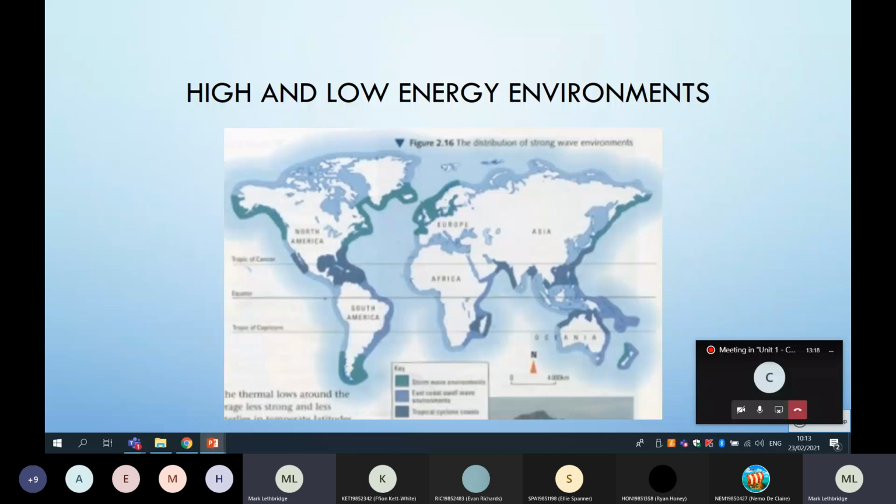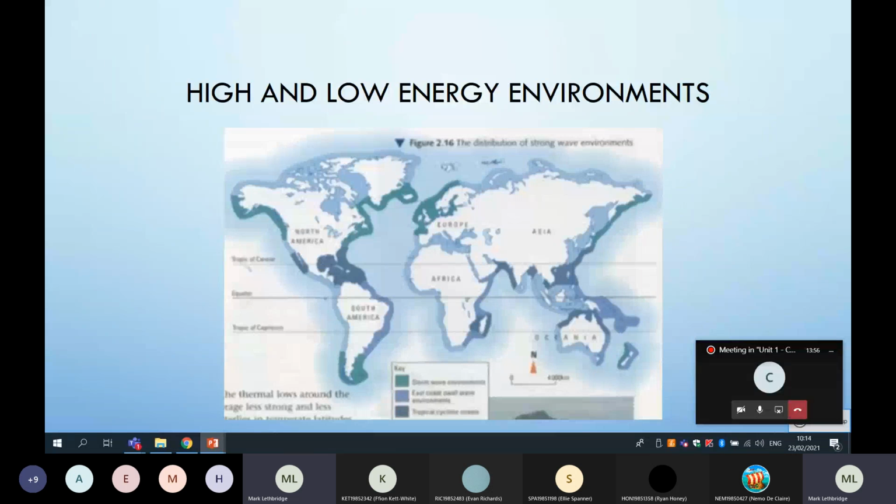Now, those storm wave environments are relatively high energy environments. They are areas that receive a lot of storm activity and therefore have a lot of high energy storm waves at the same time. So we in the UK would be, on a global scale, referred to as being in a high energy environment in terms of our coastline. Obviously, if you narrow that down, parts of the UK will differ, but as a whole, we are characterized as a higher energy environment.